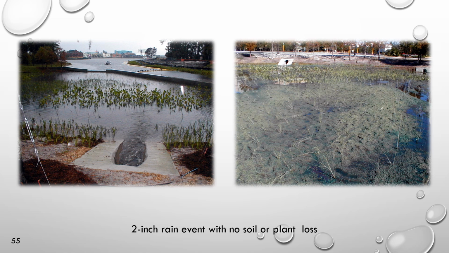So that hydromulch application, again, a light rain event was forming those channels all through this stormwater pond. And with that hydromulch application with the PAM to help hold all the particulate and that soil and plants in place, there was essentially no soil or plant loss with a very heavy rain event.